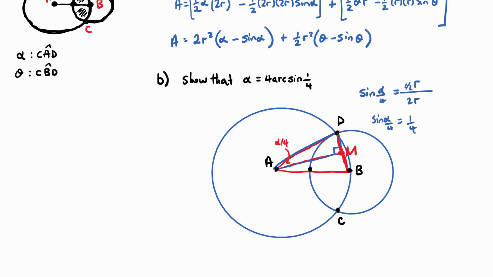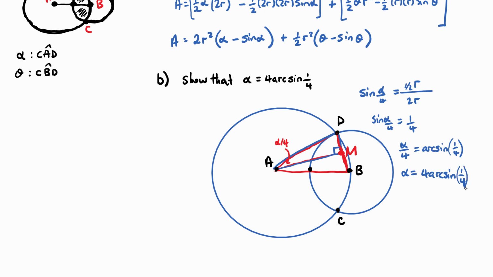So from there, I can say that alpha on 4 will equal arc sine of 1 on 4. And then if I times the 4 up, I get alpha equals 4 arc sine 1 on 4, which was what the question asked us to find.